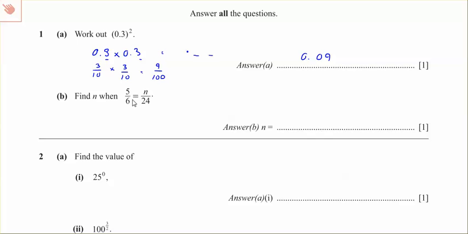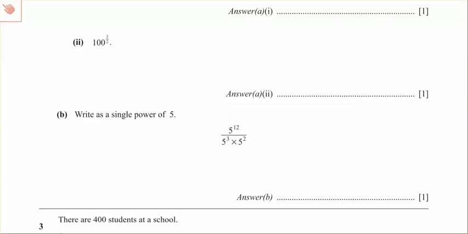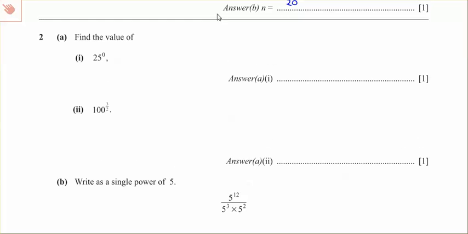Find n when 5 over 6 is equivalent to n over 24, so that's times by 4, so n will be 20. N is 20. Laws of indices. So 25 to the power of 0. Well, everything to the power of 0 is 1. So it doesn't matter what that number is. Any number to the power of 0 will equal 1.